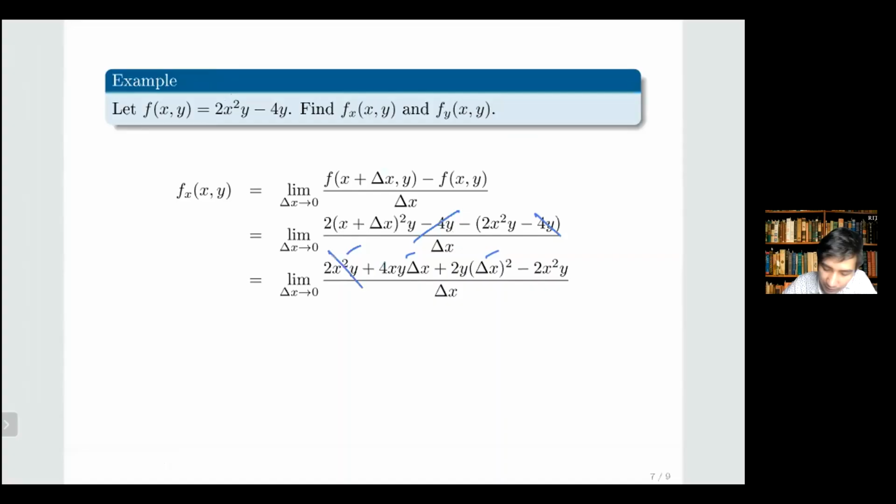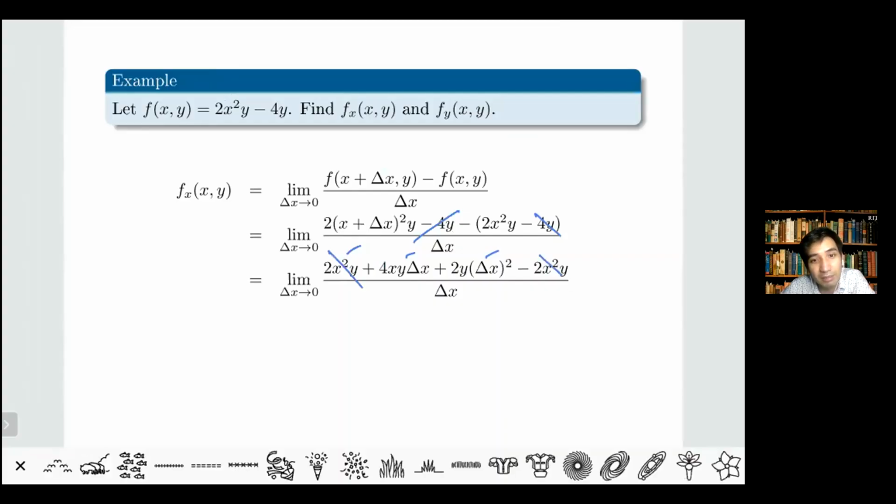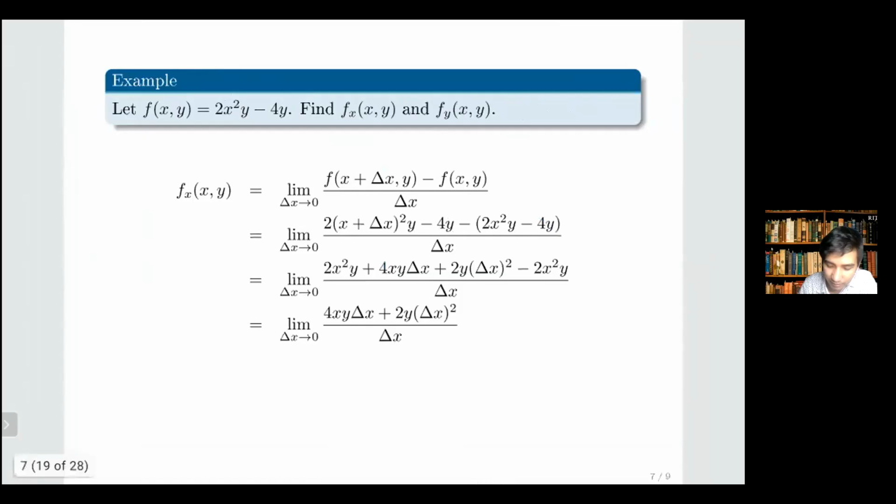And then magka-cancel yung 2x squared y. So ang matitira lang yung 4xy delta x plus 2y delta x squared all over delta x. At syempre, pwede ka pang mag-cancel ng mga delta x na. So pag kinancel mo yung mga delta x, ang matitira ay 4xy plus 2y delta x. Okay? And then we have to take the limit as delta x goes to 0. So pag ginawa mo yun, itong part na to mag-0 na. Okay? So ang matitira na lang ay 4xy. That's the limit. So ito yung partial derivative natin with respect to x. This is equal to 4xy.